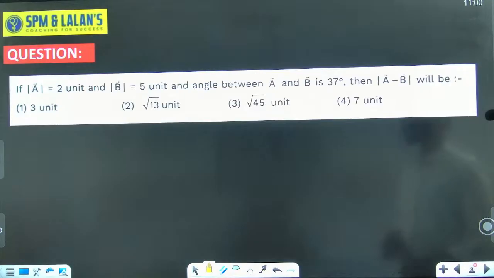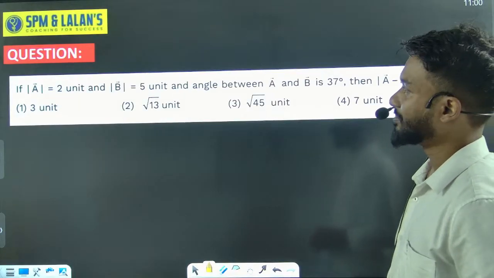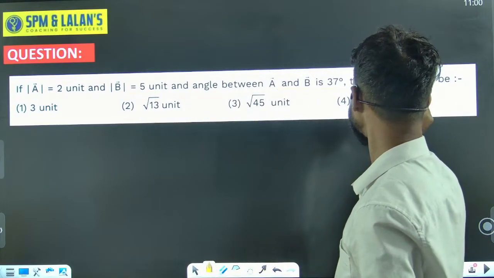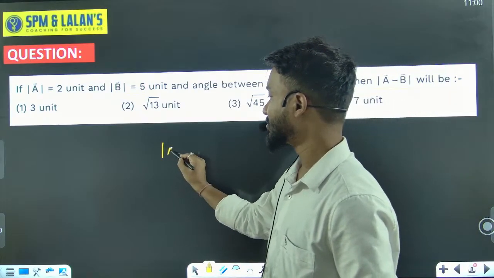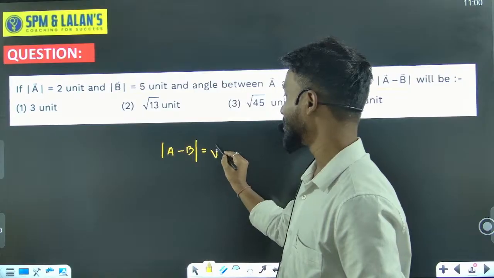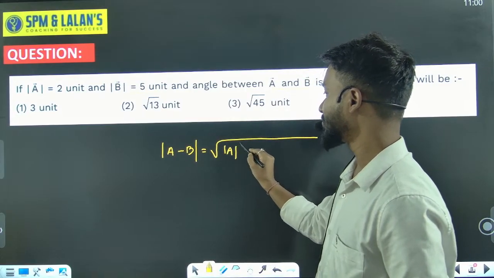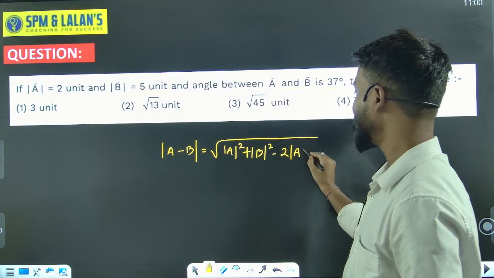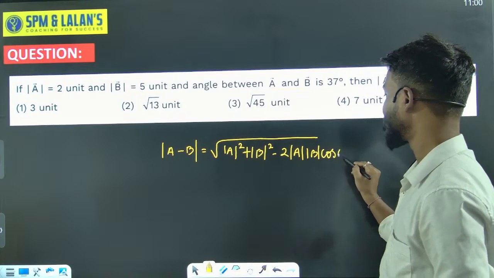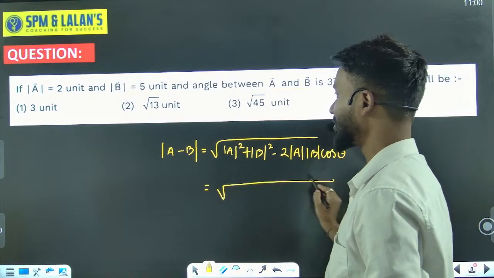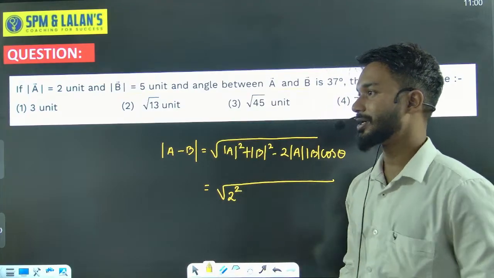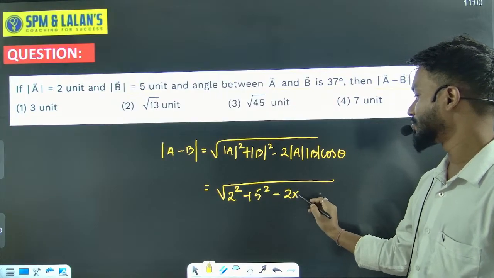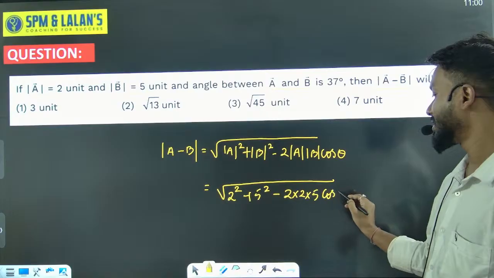Okay. Next, what they're asking: magnitude of A is 2, magnitude of B is 5, angle between A and B is 37, then they're asking magnitude of A minus B. That formula is root over magnitude of A square plus magnitude of B square minus 2 magnitude of A magnitude of B into cos theta. Replace the values, all data are given. Magnitude of A will be how much? 2 square. Then magnitude of B will be 5 square minus 2 into 2 into 5 cos 37 degree.